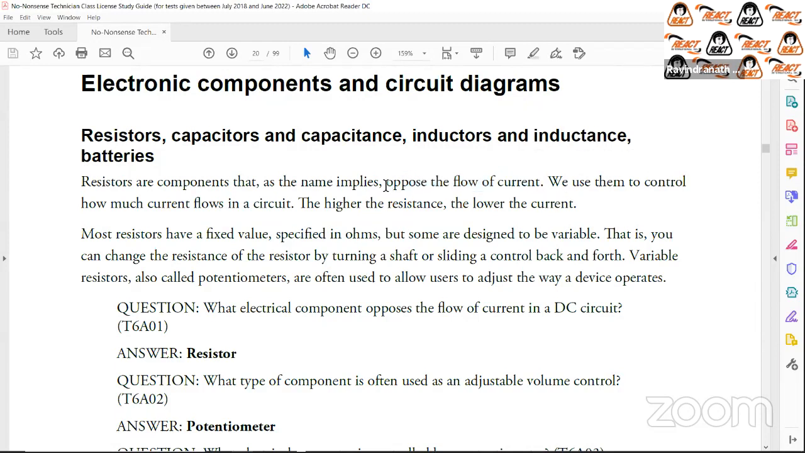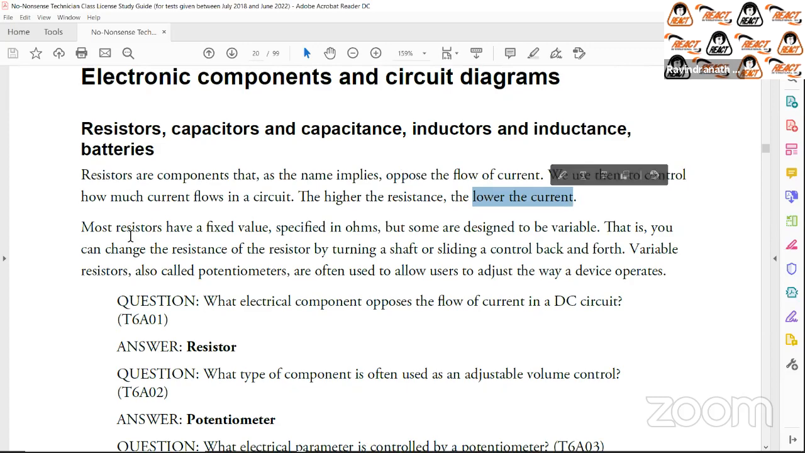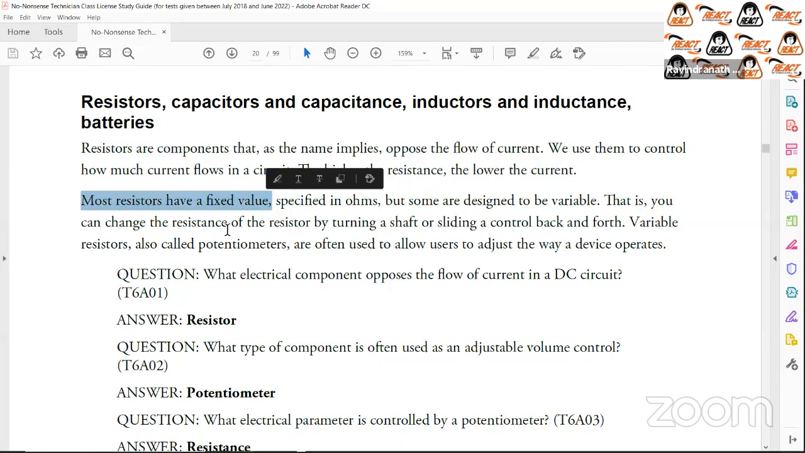Because it opposes the flow of current, what is a resistor used for? We use them to control how much current flows. If it opposes flow of current, then we can adjust it to control the flow of current in a circuit. And because we had looked at Ohm's law earlier, Ohm's law tells us that the higher the resistance, the lower the current. Most resistors will have a fixed value. And what is the unit of resistance? We learned before it was the ohm.